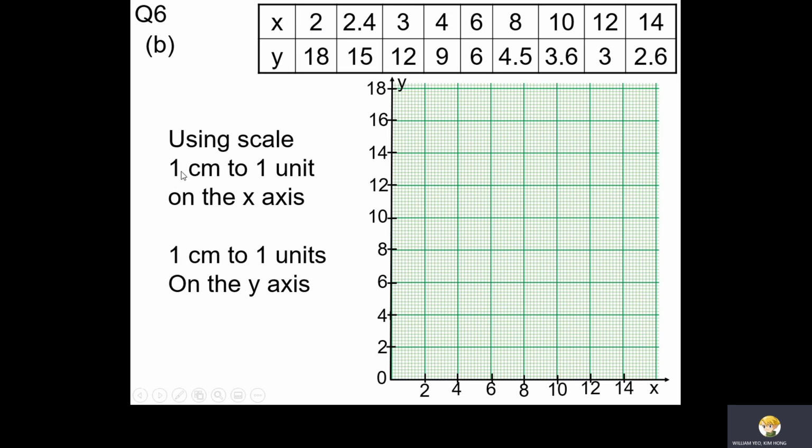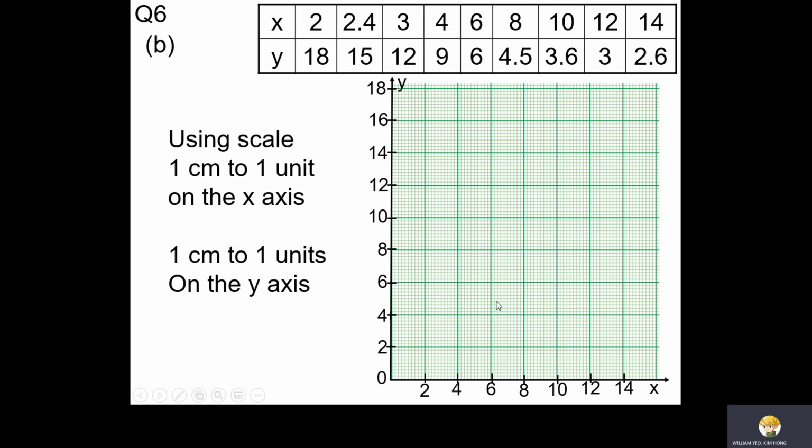This one you have to be careful. 1 cm to 1 unit. Remember, one big box is 2 cm. So 1 cm to 1 unit means 2 cm is 2. Be careful, just now I almost made a mistake here. 1 cm to 1 unit, 2 cm to 2 units. Here: 2, 4, 6, 8, 10, 12, 14. For this one, same thing, 1 cm to 1, so this one is 2, 4, 6. Remember, one big box is 2 cm.